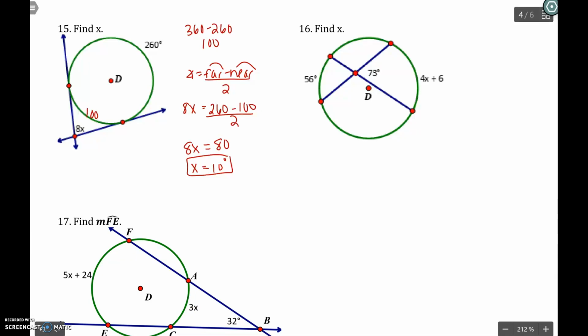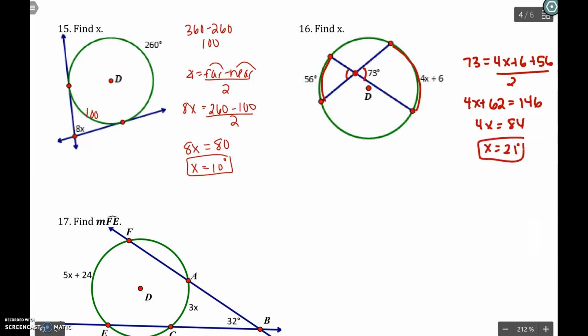All right, for number 16, we're back at interior intersection, so we're back to averaging. So the 73 intercepts the 4x plus 6, and the vertical angle intercepts the 56. So the angle is equal to averaging the arcs, because we are crossing on the inside two chords. 4x plus 6 plus 56 is 4x plus 62, equals 146. We need to multiply, subtract 62 on both sides, and divide by 4.